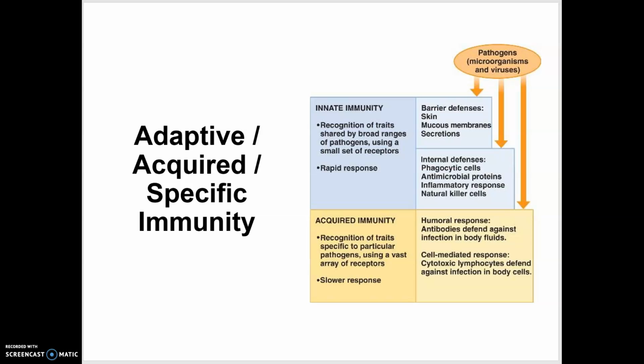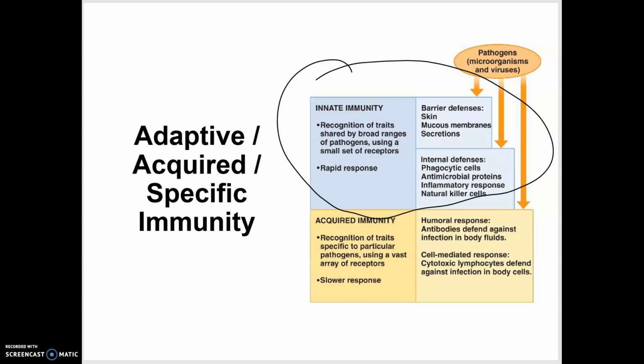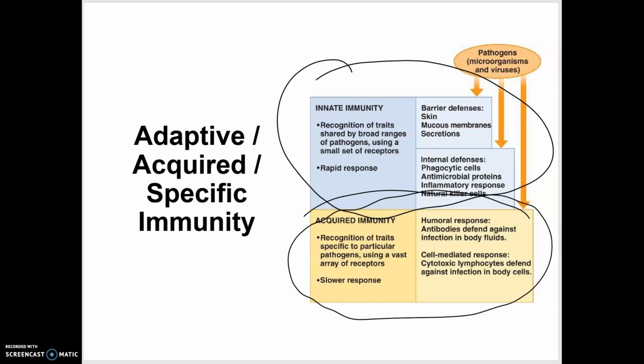So let's keep rolling with our unit on immunity. In the last videos we covered our first and second lines of defense, which is our innate immunity we're talking about up here. For the rest of this unit, we're going to be talking about our acquired or adaptive specific immunity. That's what we call our third line of defense. It has two different sections, our humoral response and the cell-mediated response.